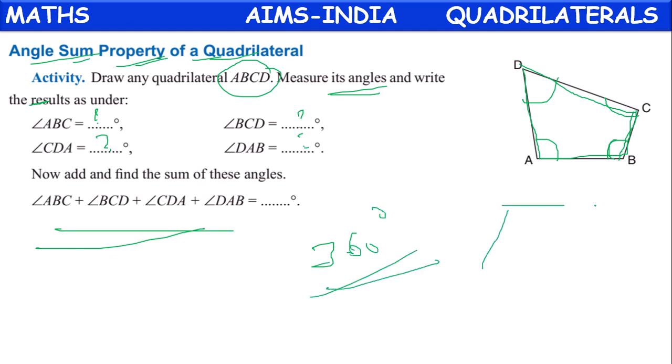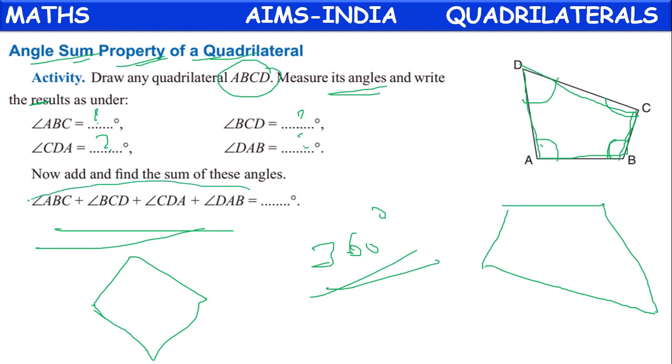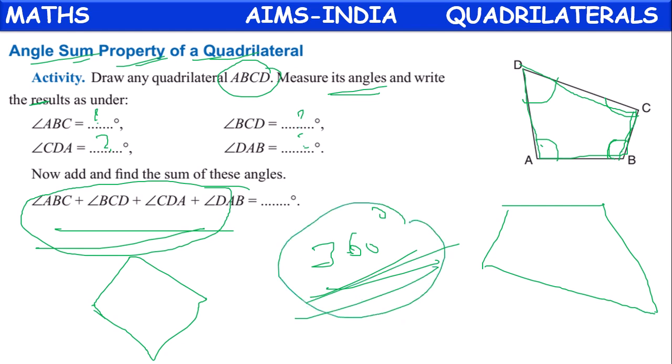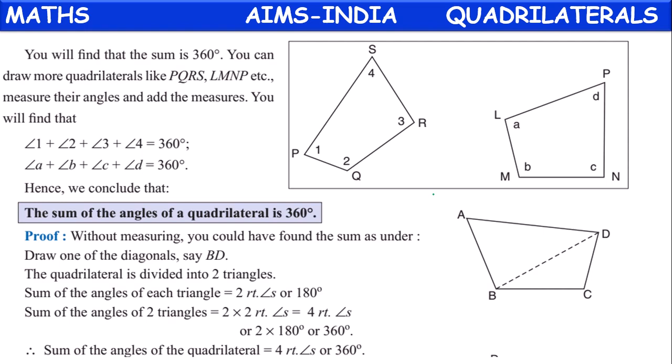You can draw different types of quadrilaterals. Try with different types of quadrilaterals. Any quadrilateral you can draw. The values of the angles may change, but the sum of angles A, B, C, D will always be equal to 360 degrees. That will never change. So the sum of angles in a quadrilateral is always 360 degrees. Next one.